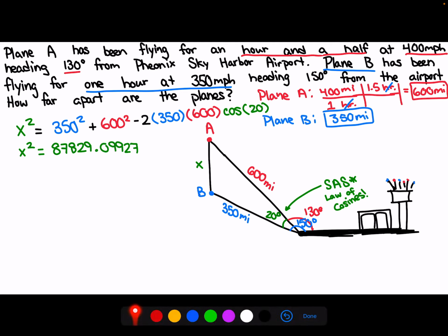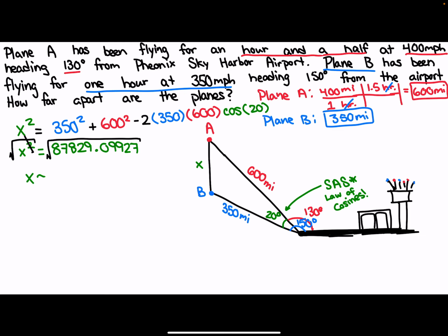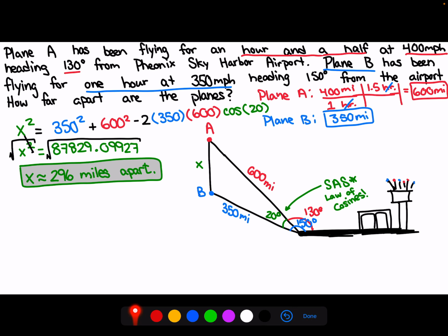you should be given x squared is equal to 87,829.09927. Again, this is x squared. So to get rid of the square, we must take the square root of both sides. If we take the square root of both sides, we'll be left with x is about 296 miles apart. So that's how far apart the planes are. They're almost 300 miles apart from each other.